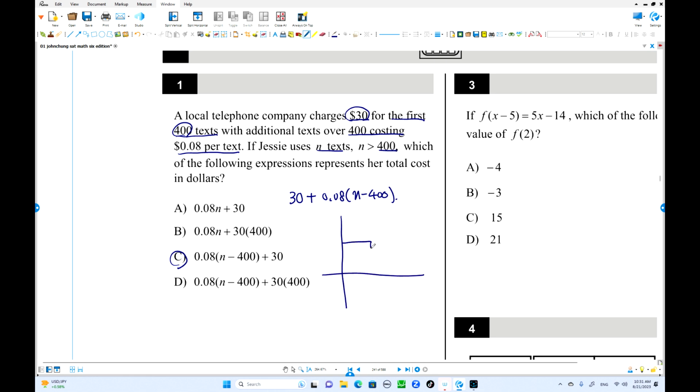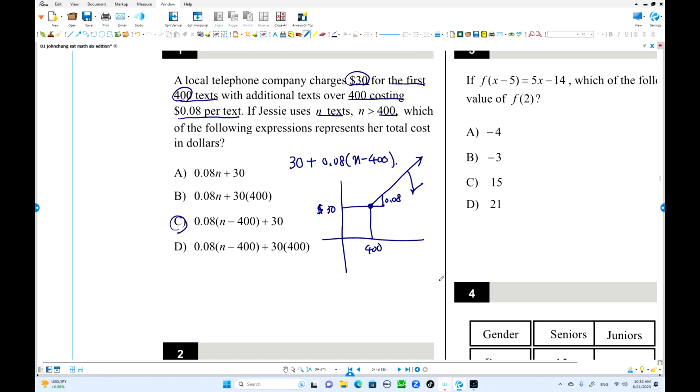Up to 400 texts they're gonna charge about $30 over here. For more, they're gonna charge additional. After one increase in texts, they're gonna increase about $0.08. You're gonna find the equation of this one, okay? So maybe you can use the graph.